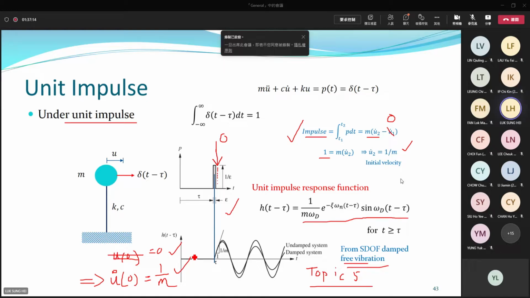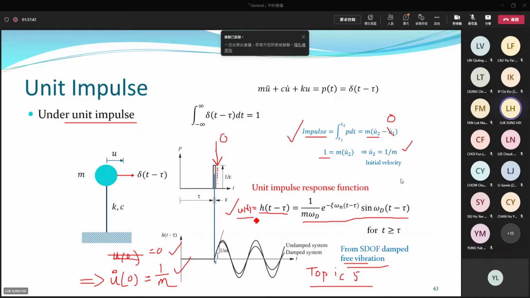We call this H instead of U. Actually, you can call this U if you like, but this response is quite special. So when you read the textbook, they give this response a special name called H, the unit impulse response function. Physically, it means our displacement function. But this response is quite special, so we give it a special symbol, H, rather than U.